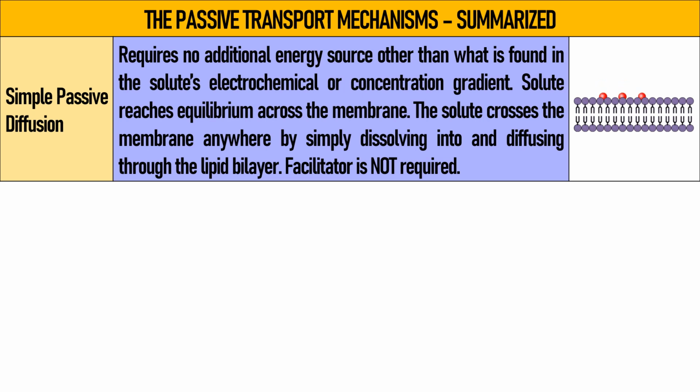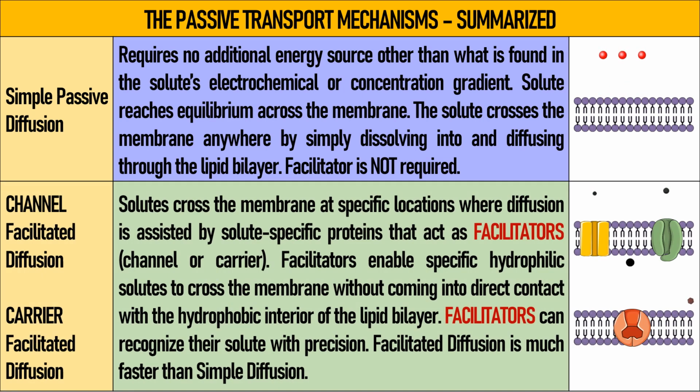The solute crosses the membrane anywhere by simply dissolving into and diffusing through the lipid bilayer. A facilitator is not required. In facilitated diffusion, solutes cross the membrane at a specific location where diffusion is assisted by solute-specific proteins that act as facilitators, which may be a channel or a carrier. Facilitators enable specific hydrophilic solutes to cross the membrane without coming into direct contact with the hydrophobic interior of the lipid bilayer. Facilitators can recognize their solute with precision. Facilitated diffusion is much faster than simple diffusion.